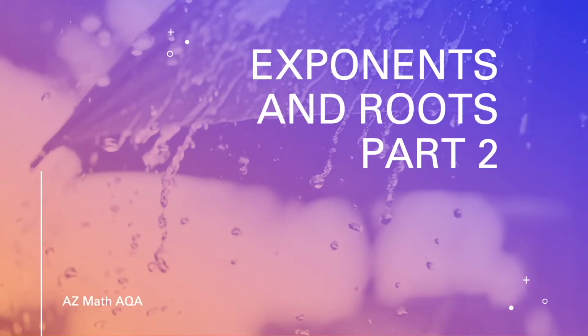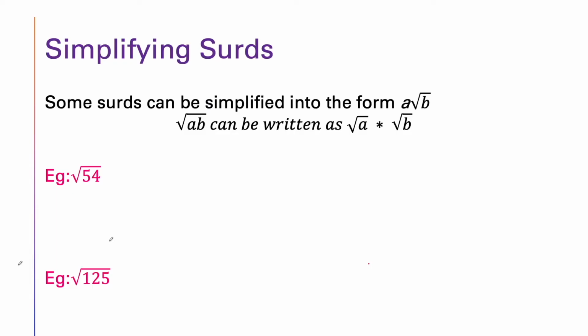This video is the continuation of the previous video in exponents and roots. Simplifying surds. Some surds can be simplified into the form a root b, where square root of ab can be written as square root of a times the square root of b.